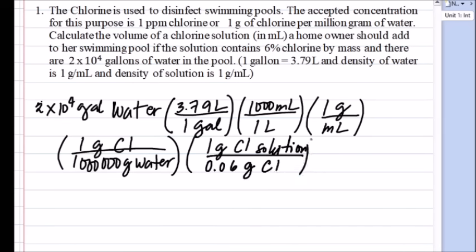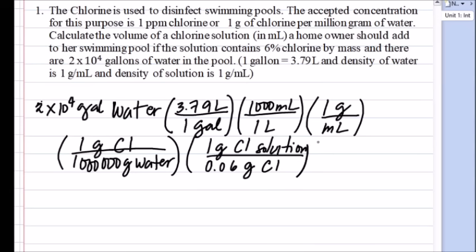Okay, sir, saan mo nakuha yung conversion na yan, no? Okay. So, nakuha natin yung conversion na yan since may binanggit po siyang 6% chlorine by mass. Ibig sabihin, sa 1 gram ng solution, merong 0.06 gram ng chlorine. Okay? So, naglalaman po ng 6% ng chlorine yung isang solution.